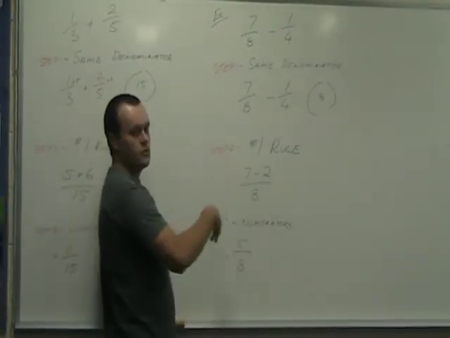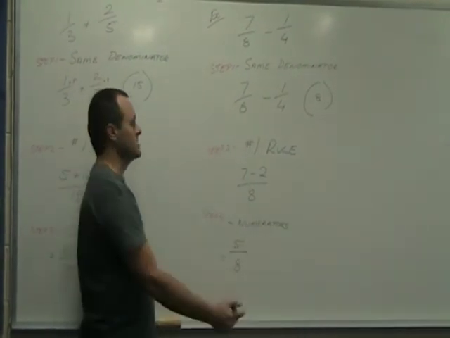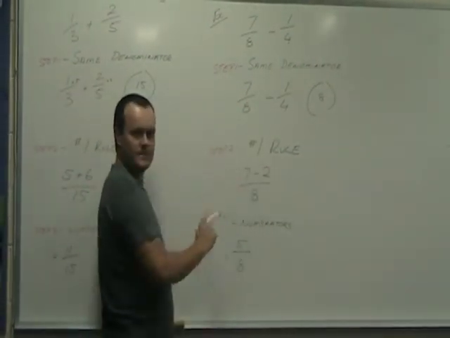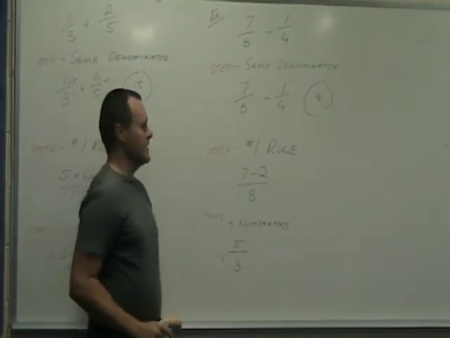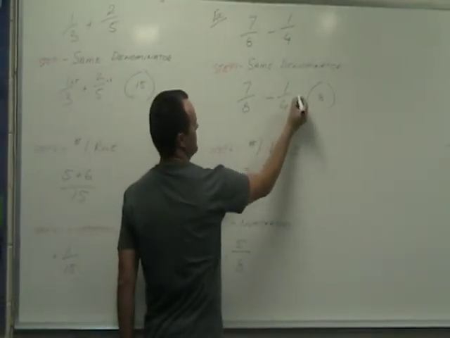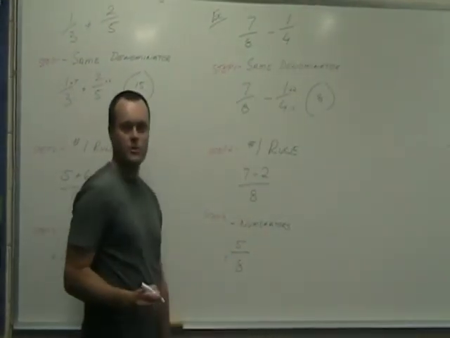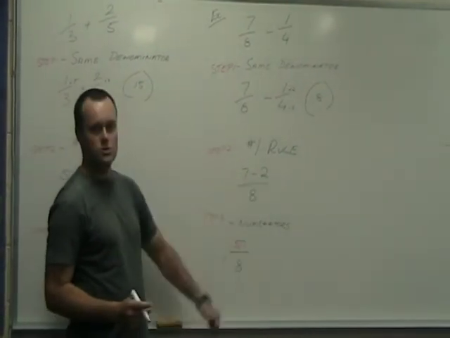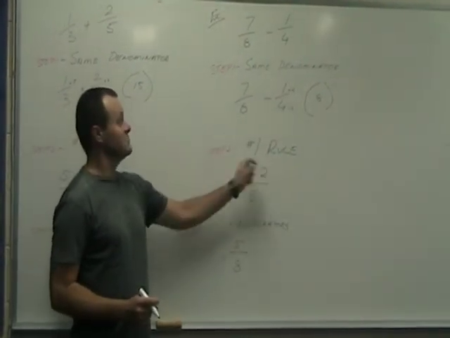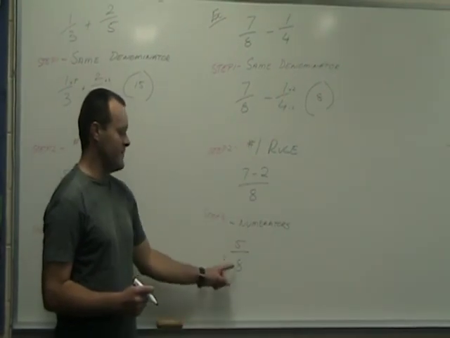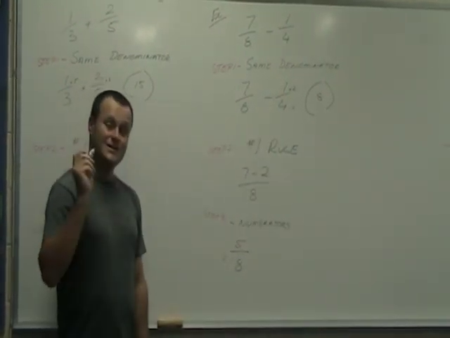So, number one rule, what we do to the bottom, we must do to the top. We didn't do anything here, so I can bring that 7 down. This one we've times by 2. So what we do to the bottom, we do to the top. 1 times 2 is 2. Alright, 7 subtract 2 gives me 5 over 8. Give it a tick if you got it.